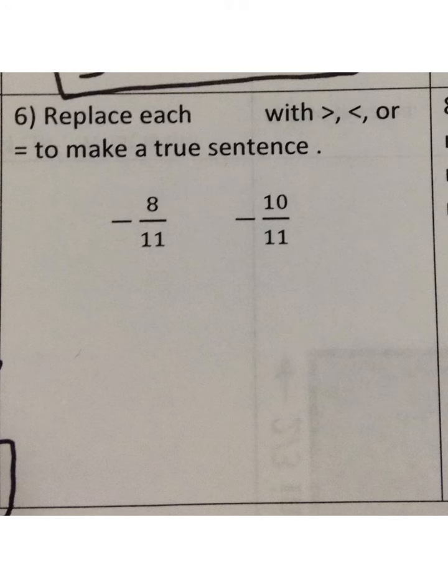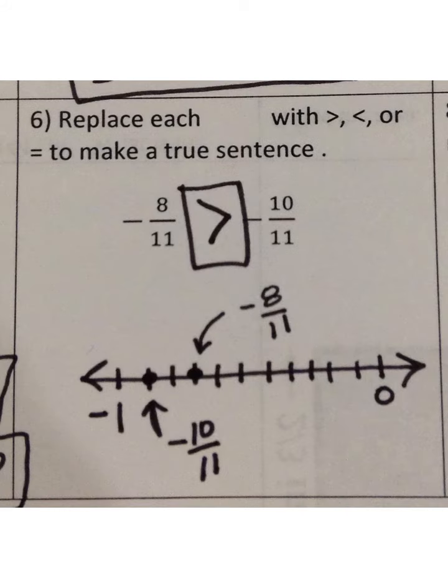Number 6, replace each blank with greater than, less than, or equal to make a true sentence. All right, so since these had the same denominator, to show how I came up with my answer, I drew a number line because since our numbers are negative, we have to reverse our thinking. The more negative or farther away from 0 a fraction or decimal or whole number is, the smaller it is. So since negative 10/11 is closer to negative 1, that would mean that negative 8/11 is greater than negative 10/11.